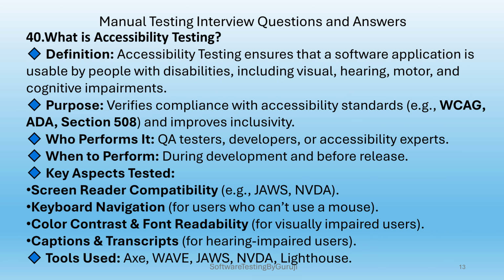Next is what is accessibility testing? Accessibility testing ensures that a software application is usable by people with disabilities including visual, hearing, motor and cognitive impairments. Purpose. Verifies compliance with accessibility standards, that is WCAG, Web Content Accessibility Guidelines, ADA, Section 508, and improves inclusivity. Who performs it? QA testers, developers or accessibility experts. When to perform? During development and before release.